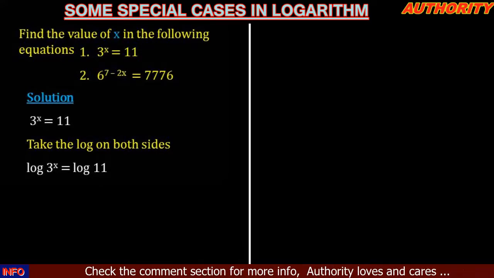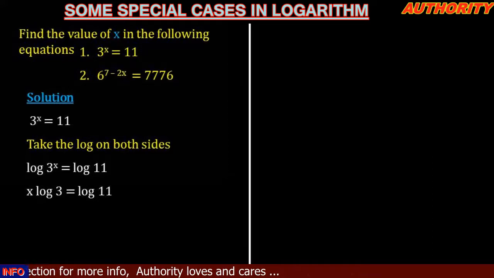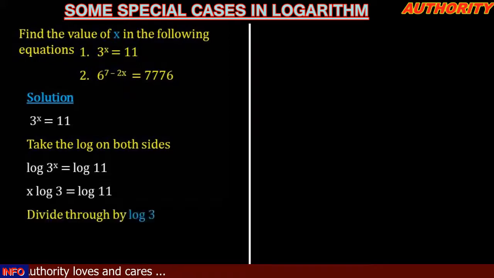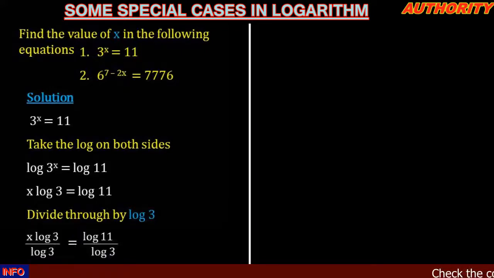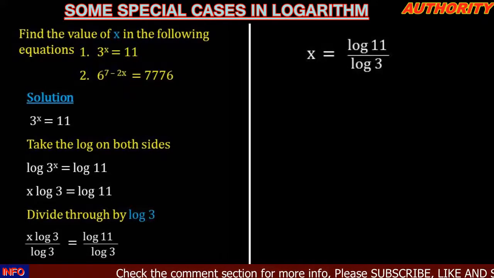So when we have log 3 raised to power x, this exponent x will come to the back. It's the same as saying x log 3 is equal to log 11. Is that true? So here we divide both sides by log 3 because we are looking for the value of x. So when we divide both sides by log 3, it's going to give us x log 3 divided by log 3 equal to log 11 divided by log 3. All right, good. So here we have x is equal to log 11 divided by log 3.